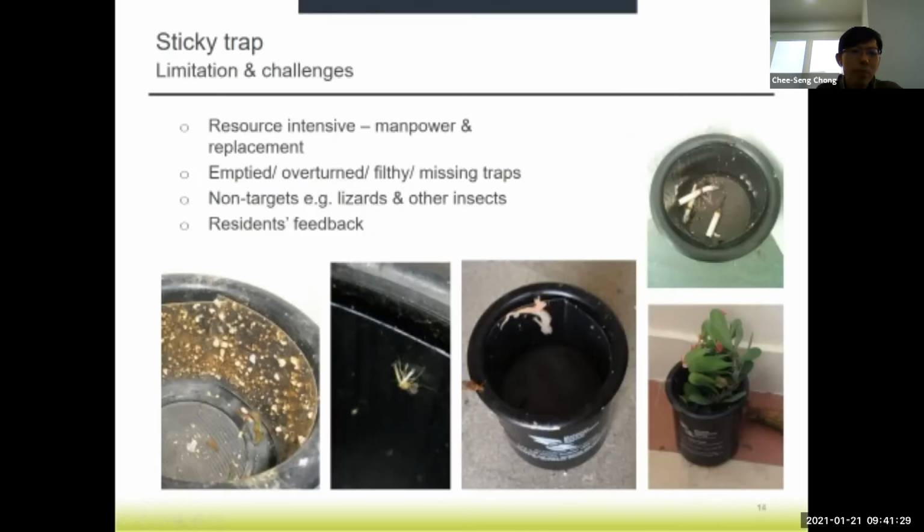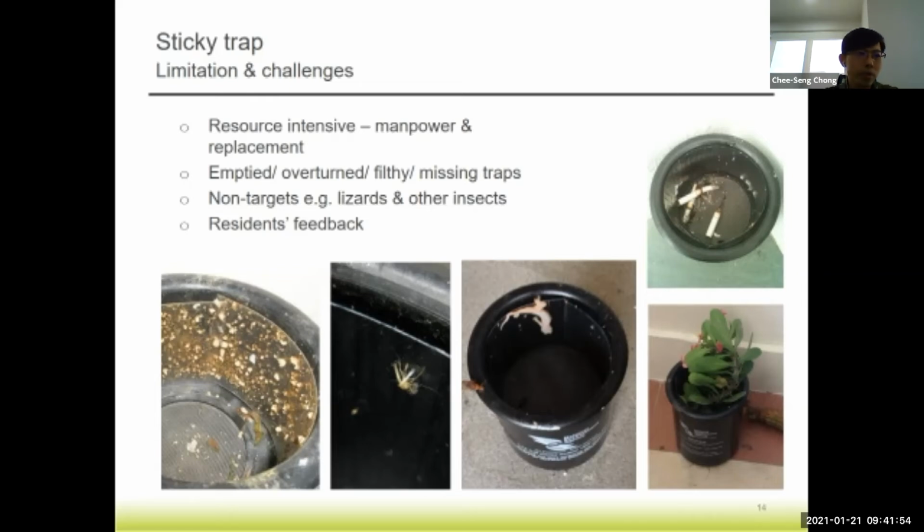Of course, everything simple tends to have its own limitations as well. And I presume that some of the countries that have used the sticky trap would have faced very similar challenges, where it can be pretty intensive when it comes to monitoring a trap because you need to go back and collect the samples and so on.